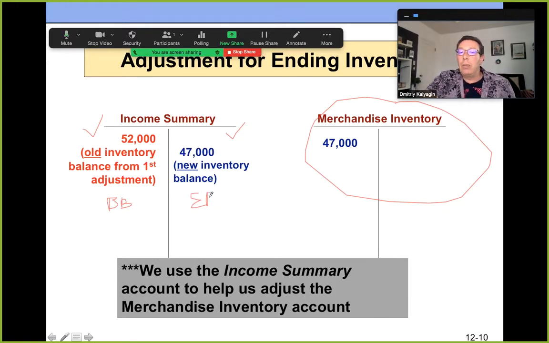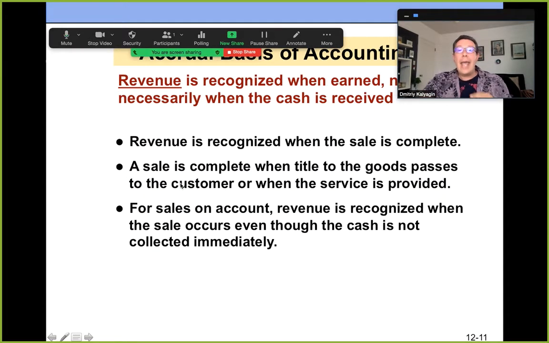And we will need both amounts to calculate cost of goods sold under periodic inventory. Again, if we use perpetual, we don't need to worry about it. We will need to use both amounts to prepare the income statement. Okay, so that finishes our discussion of an adjustment, or I should say two adjusting entries for inventory.